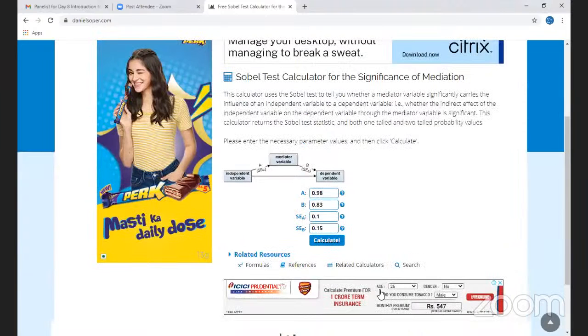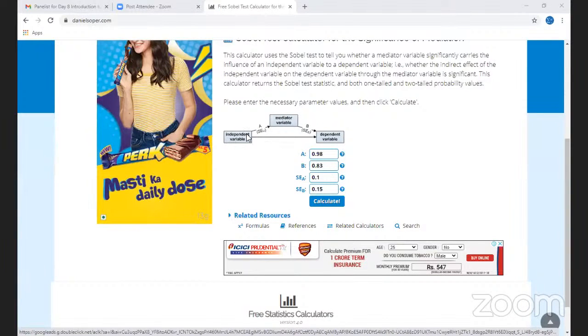Now you can see, we want the value of A. What is the value of A? It's a path coefficient between the independent variable and mediator. So we will put it here. And then the value of B is a path coefficient between mediator and dependent variable. We will put it here. And from this equation, the bivariate or simple regression equation, we will get the standard error also. So we will put the value of this here and the value of standard error here.